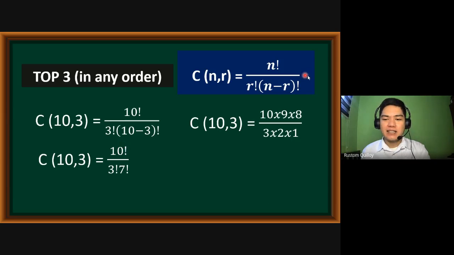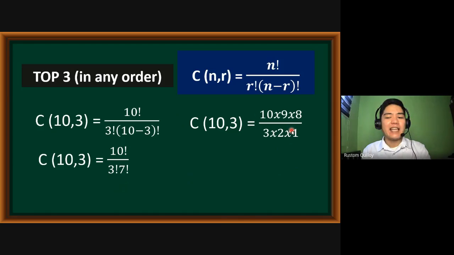So 10 times 9 times 8, ito po yan. Inalis na natin 7 times and so on and so forth hanggang kay 1 kasi nga may 7 factorial sa ilalim. Kung ano yung mas malaki na nasa ilalim, yun po yung ating aalisin. So matitira na lang yung 3 factorial, ito po yan, 3 times 2 times 1. So now we have 10 times 9 times 8 over 3 times 2 times 1.